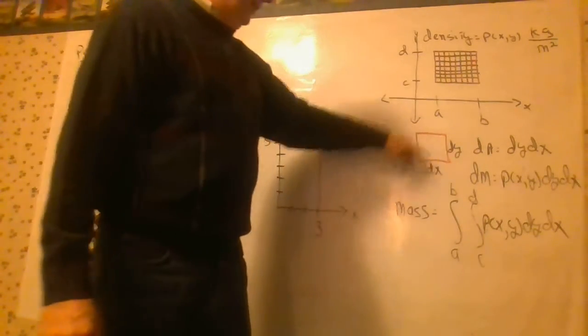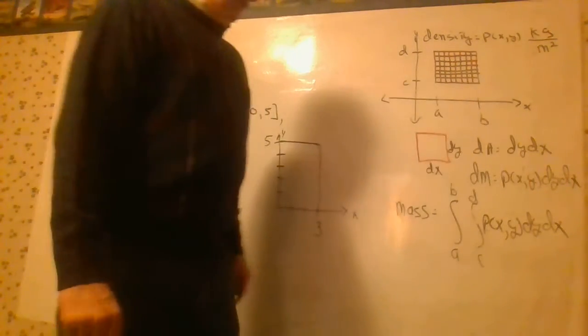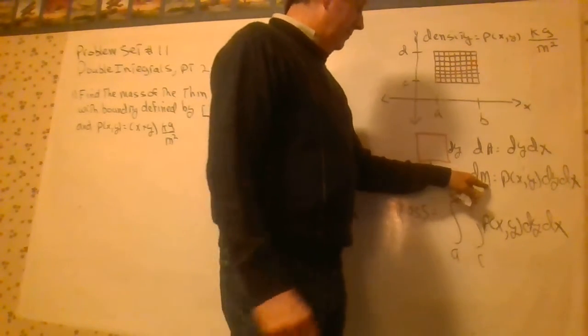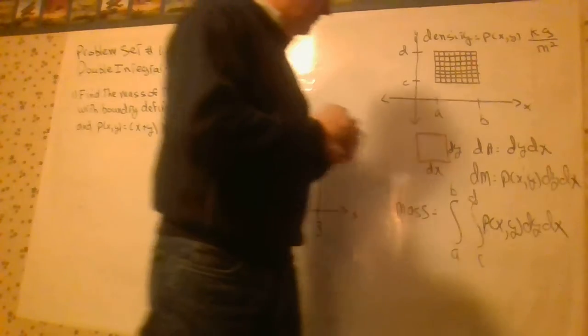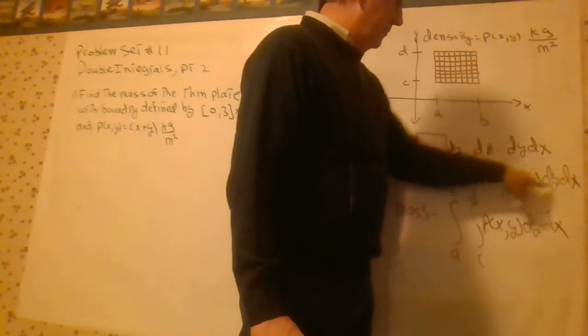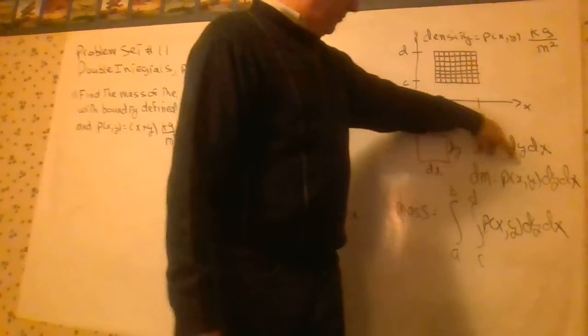If you take this little element of area over here, dA, with dimensions dx and dy, dA is dy dx, and dm, a small little piece of mass, is defined as rho dy dx. You can check this out dimensionally. Kilogram per square meter times square meter gives you kilogram. You can just cancel out the square meters, and so dimensionally it works out. You get an element of mass, which is a kilogram.